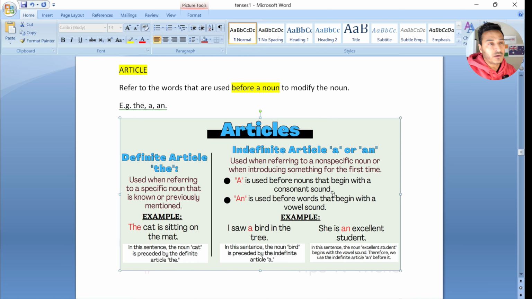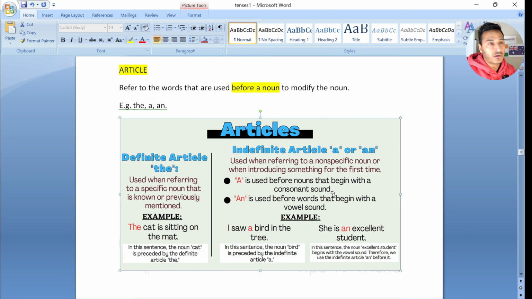Vowels means sound. We are talking about sound, not word. A, I, E, O, U. Getting my point? You will get some words that are not starting with A, I, E, O, U, but you are using an before that word. So here we are talking about vowel sound, not word. Remember one thing. MBA, starting with M. I am an MBA. M, the sound, understand the sound.